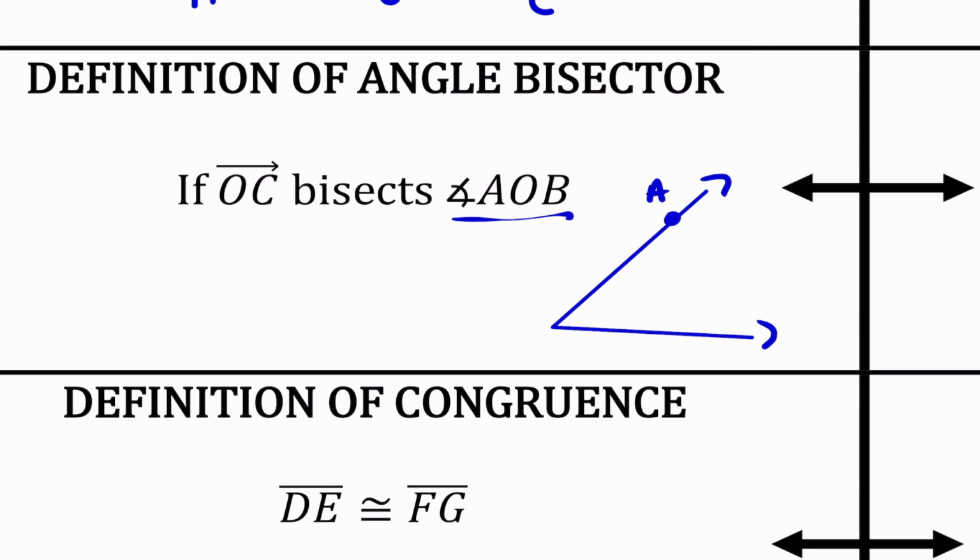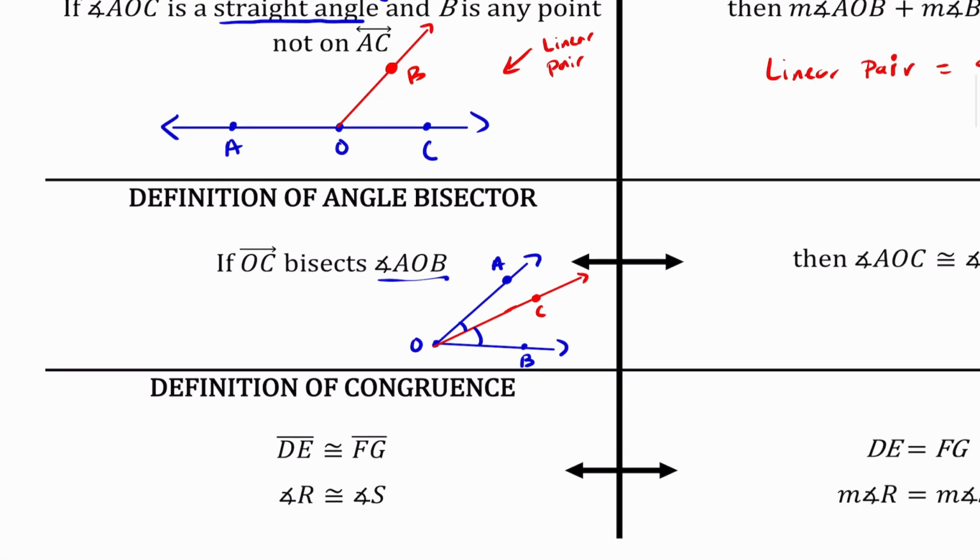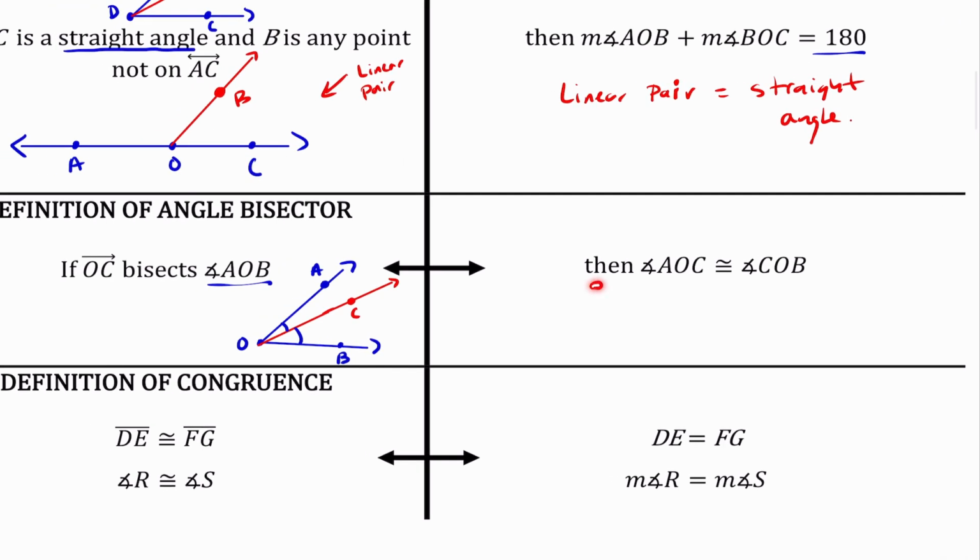So here's A, here's O, here's B, and then here is ray OC. So what's the result of having that ray being the bisector of angle AOB? Well, that means that this angle here is congruent to this angle here, and we use these arcs to indicate congruency. So one arc there, hence angle AOC being congruent to angle COB.